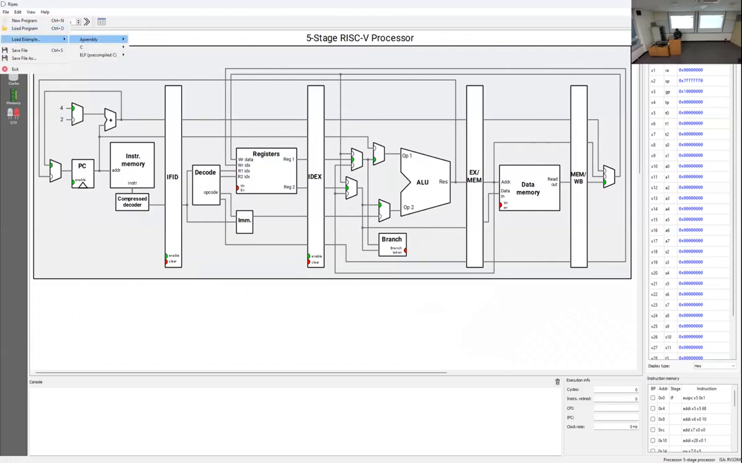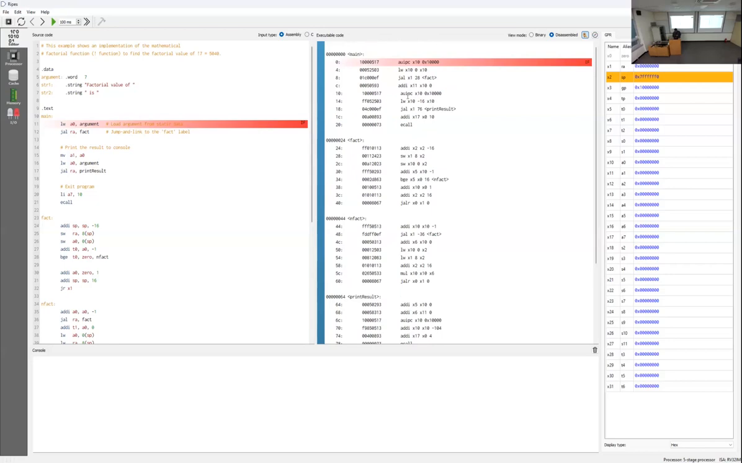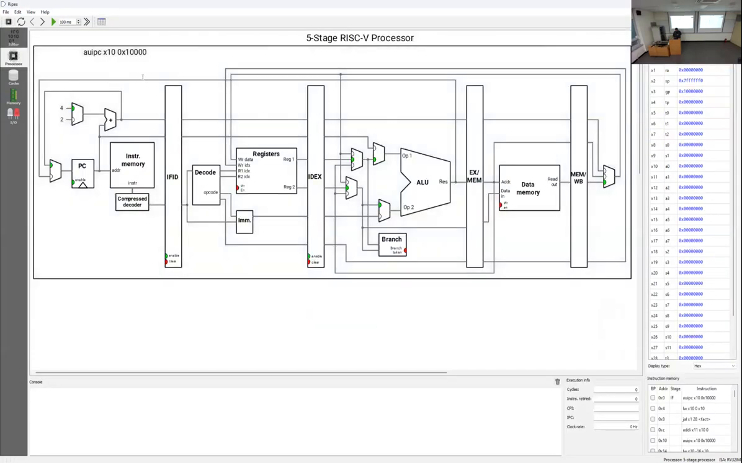File assembly. This is just the example. So the factorial as the assembly code. You can find this assembly code here. Okay, so this is the code in the instruction memory, and then this is the assembly code. So this is the compiled instructions. And then the processor part. You can find the first instruction here.